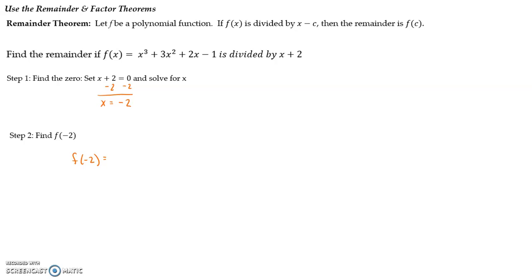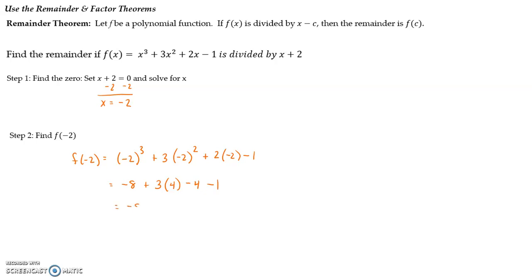So let's go ahead and plug in the -2 into our function. We're going to get -2, the whole thing cubed, plus 3 times -2 squared, plus 2 times -2 minus 1. And let's go ahead and simplify what we've got. -2, the whole thing cubed, is going to give us -8. This next part is going to give us 3 times a positive 4. And we're going to get -4 minus 1.